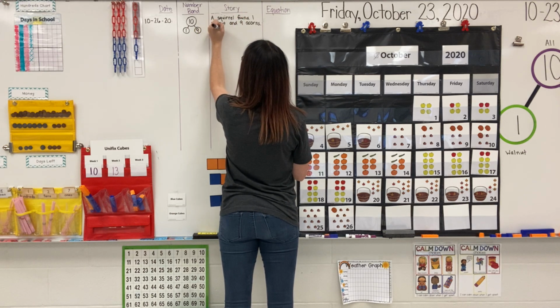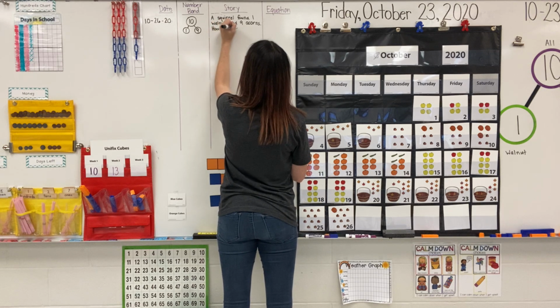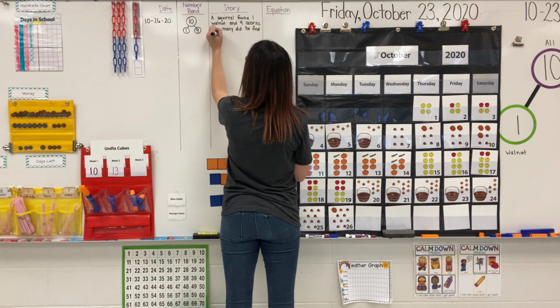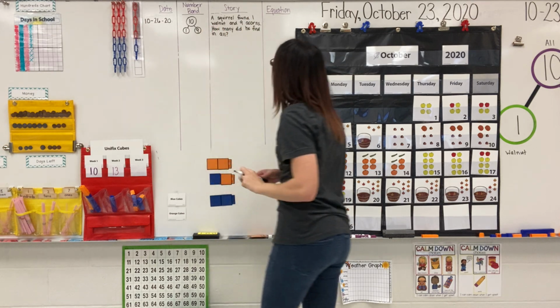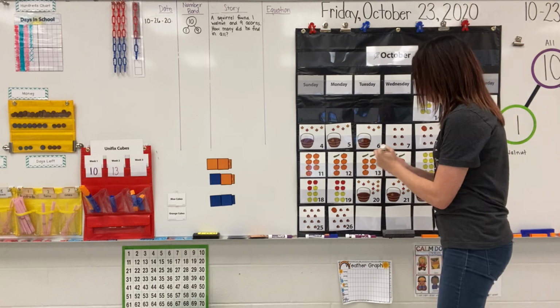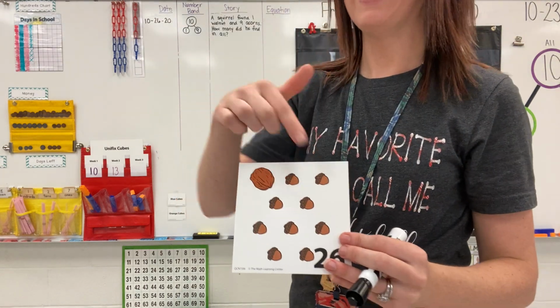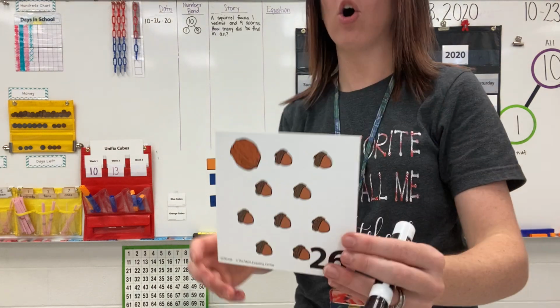How many did he find in all? A squirrel found 1 walnut and 9 acorns. How many did he find in all? He found 1 walnut and 9 acorns. We want to know how many he found in all.